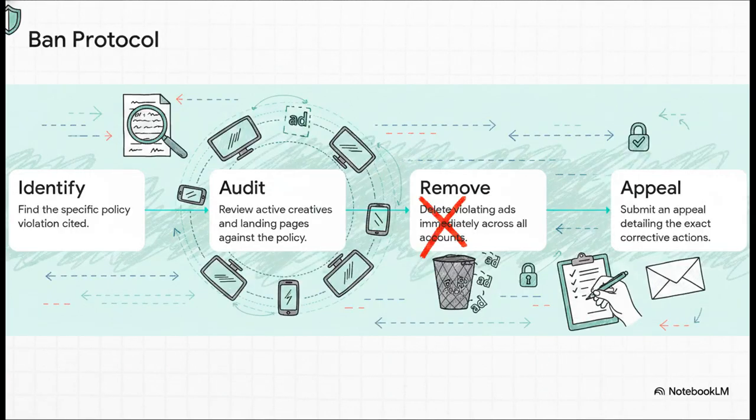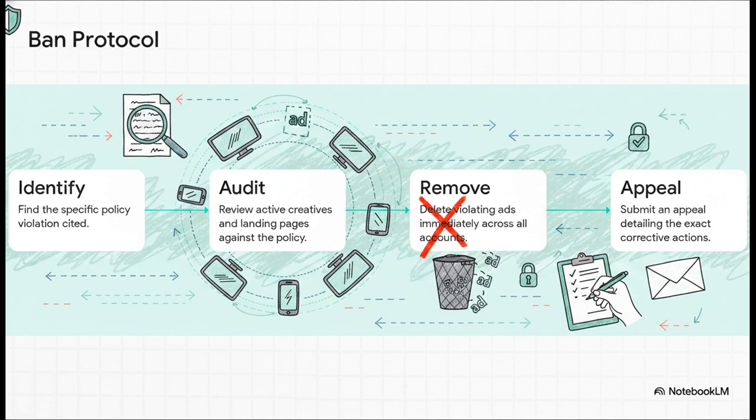But, let's be real here. Even with perfect prevention, ad account restrictions are kind of just an occupational hazard in this industry. When it happens, and it will, here is your official ban response protocol. Step 1, strictly identify the specific policy violation they cited. Step 2, audit all active creatives and landing pages against that policy.